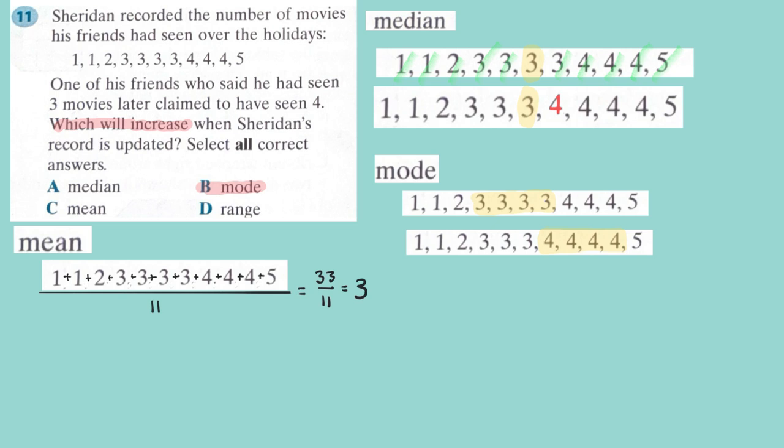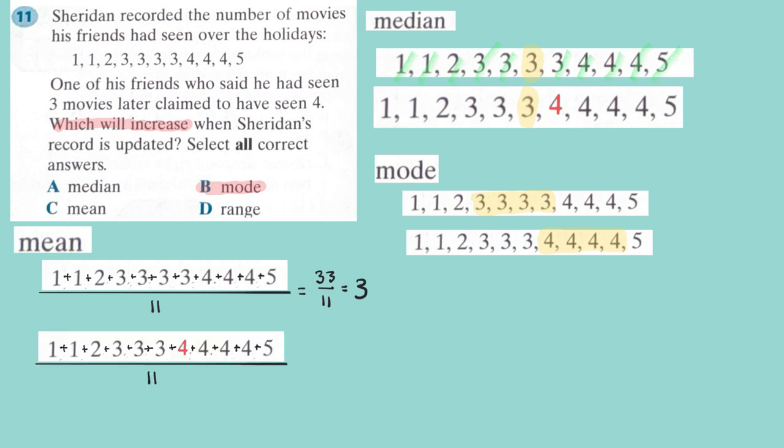What happens now if we change one of the scores? Then we will have one more, which is 34 over 11, and that's going to be 3 and 1 extra, 1/11 more. So yes, the mean does increase, and we can highlight that.